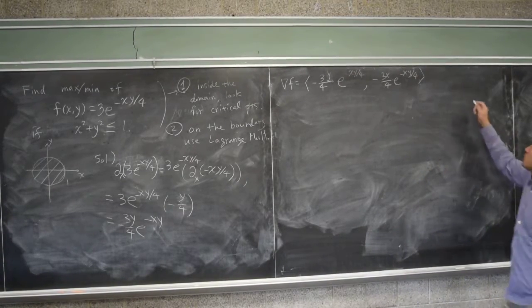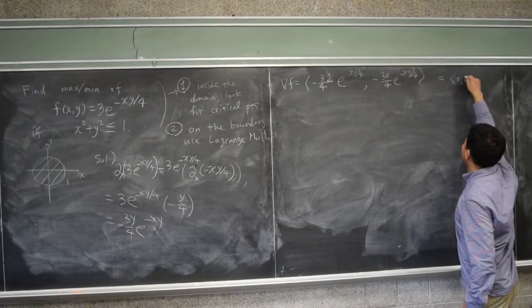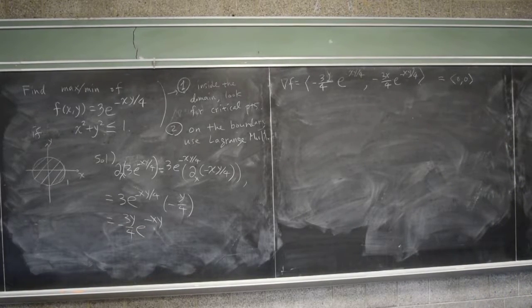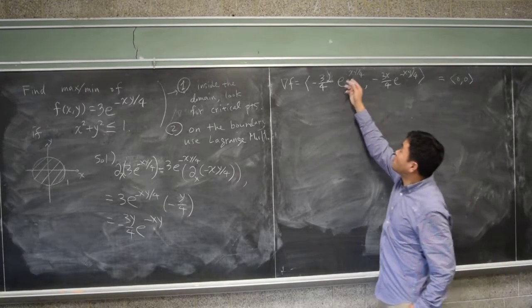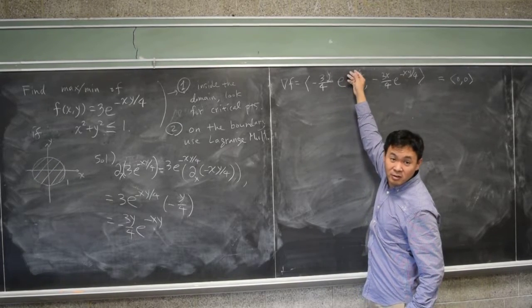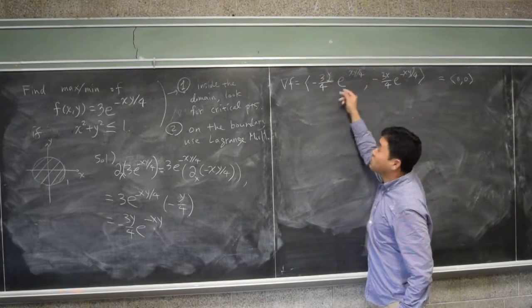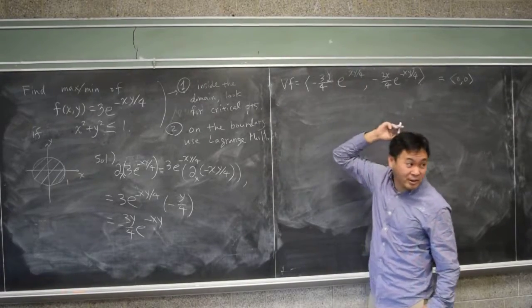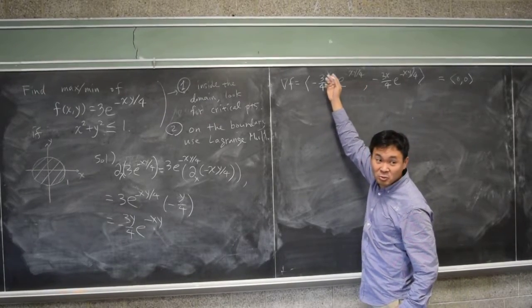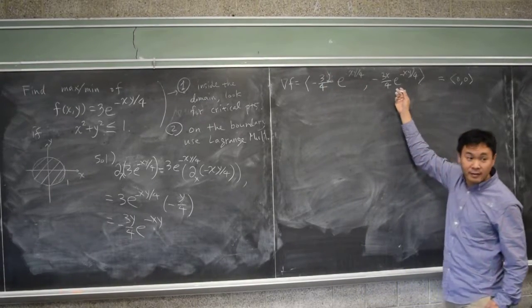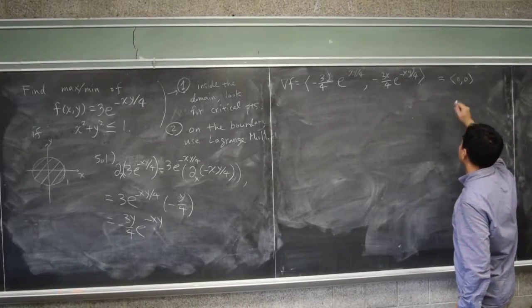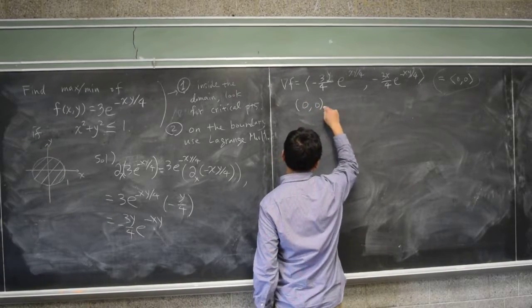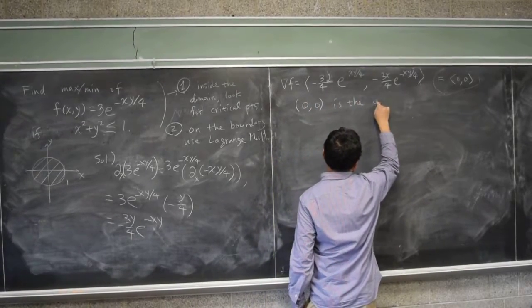Now, when can this equal 0? Because we're looking for the critical points first. Can exponential functions become 0? No. So for this entire thing to be 0, you have no choice but to have y as 0, right? For this entire thing to be 0, you need y as 0. How about here? x has to be 0. So this will only happen when x and y are 0. So is the only critical point.